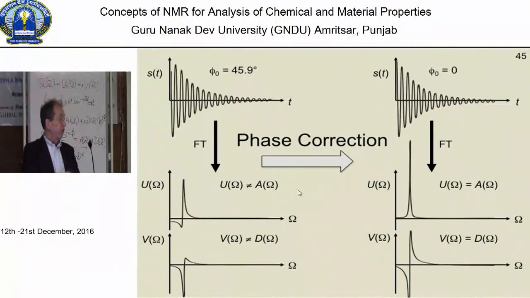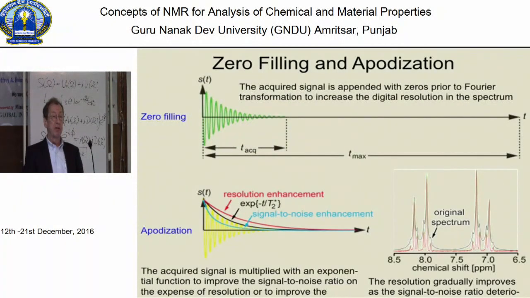This is a phase correction step, and you will probably see how it's done, so you know how to get a nice spectrum. That's the next topic. And then there's another trick which I have not addressed so far, and that is what we call zero filling and apodization. These are two steps in the data processing.